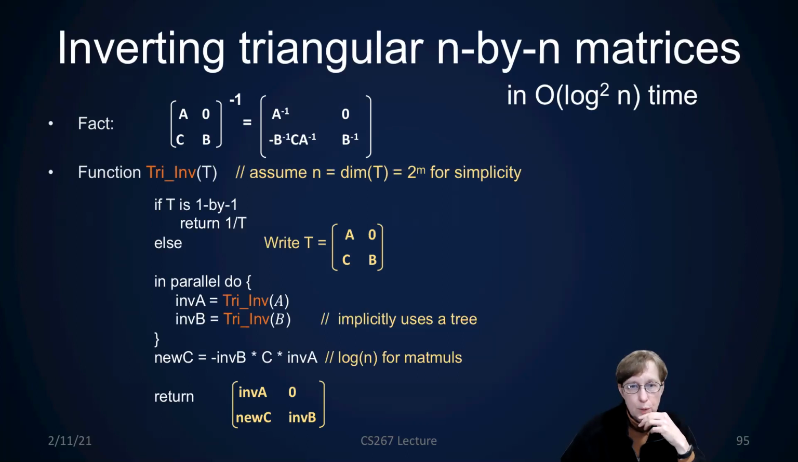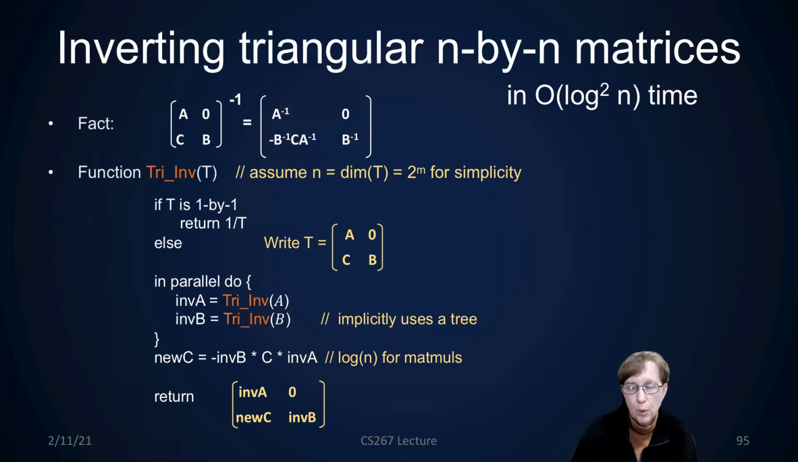And now we can use that to define a recursive function, which we're calling tri-inverse, or tri-inv, of this triangular matrix T. We're going to just assume it's a power of 2 in each dimension, just so it's square, and a power of 2 for simplicity. Well, it's a triangular matrix. But anyway, if T is 1 by 1, then we'll just return 1 over T. Otherwise, we'll think of T as containing these temporary variables that we're making up in the code, A, B, and C. And we can do that by dividing up the matrix.